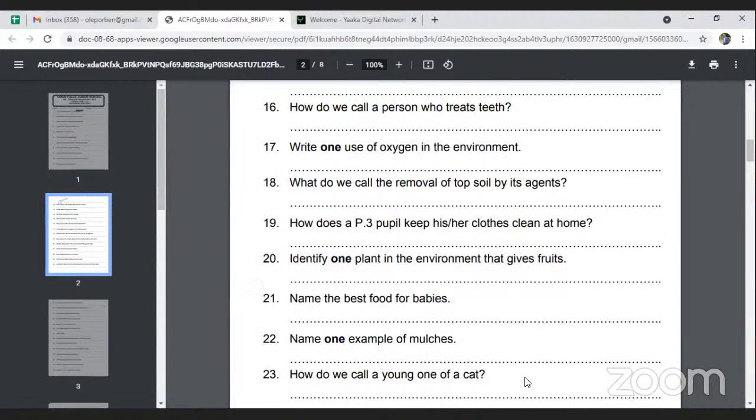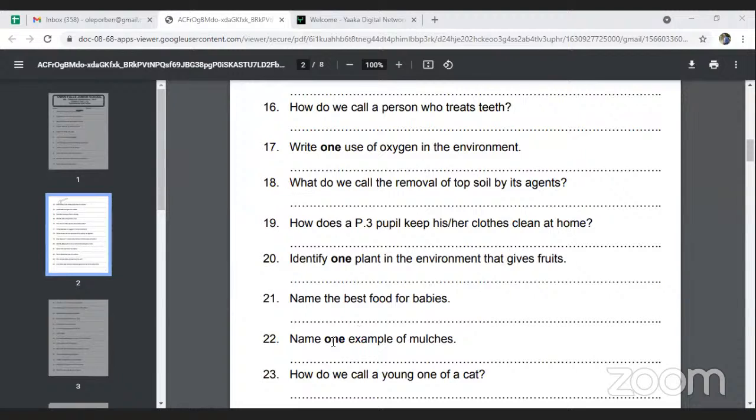Okay. Number 21 says name the best food for babies. Name the best food for babies by show of hands. Shemaya, name the best food for babies. Breast milk. Breast milk, good.